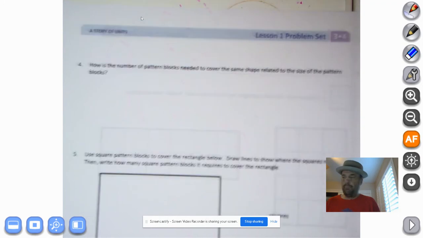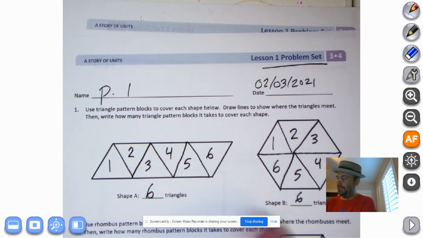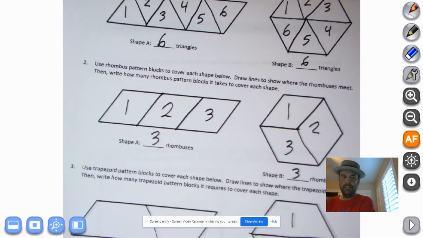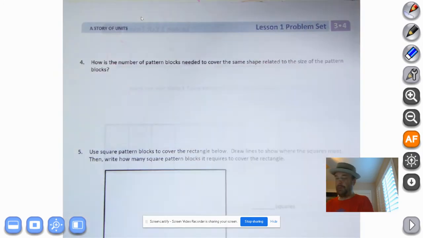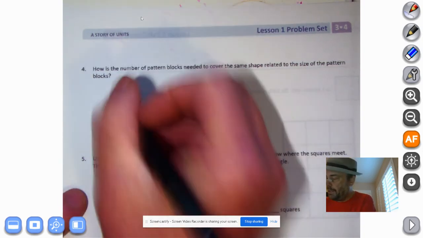Let's take a look at page 2 of the lesson 1 problem set. How is the number of pattern blocks needed to cover the same shape related to the size of the pattern block? So let's look back at page 1 and see what we did. When we had triangles, 3 sides, look, 6. Then we did the rhombuses, and we only needed 3, and then we did the trapezoids, and we had 2.